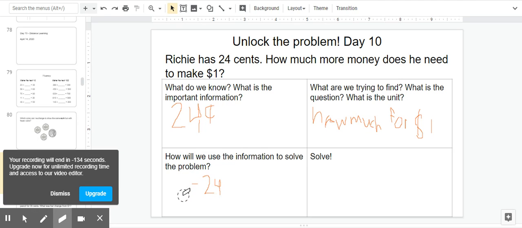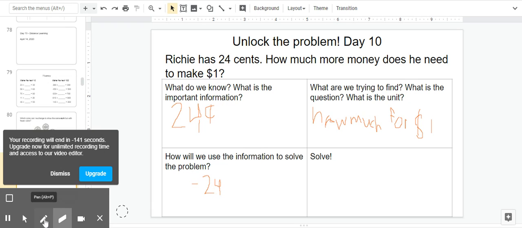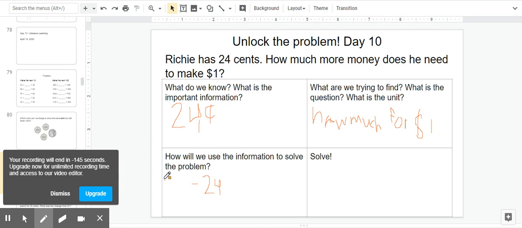Instead of writing 1, I'm going to change my dollar into cents. I know that $1 is the same as 100 cents. So I'm going to make my equation 100 minus 24. I can already tell just by looking at this equation that I am going to need to unbundle because I have 0 tens and 0 ones. But I'm taking away tens and ones.